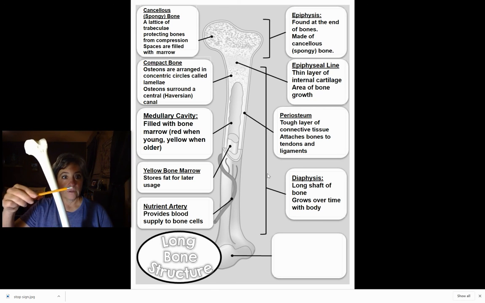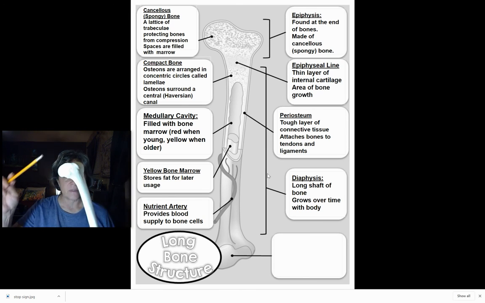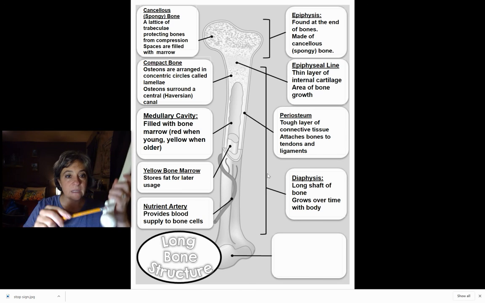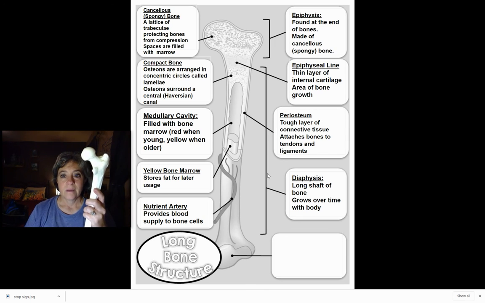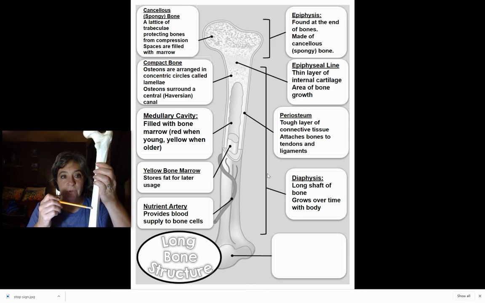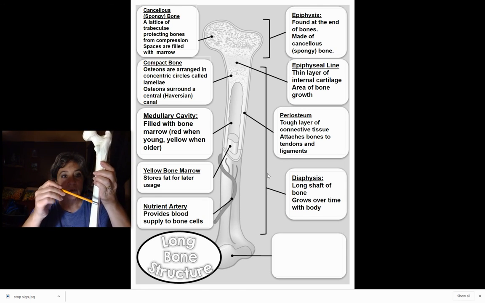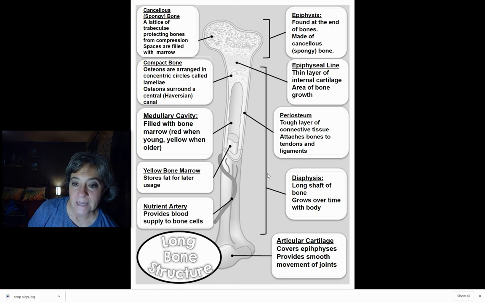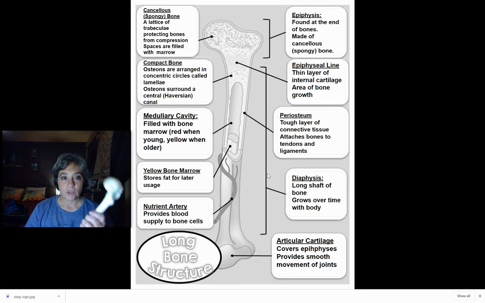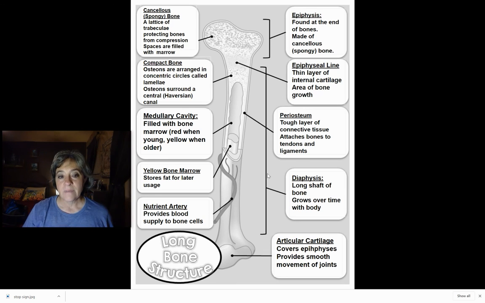This middle part here, that's called the diaphysis. So the epiphysis is at the end, and the middle is the diaphysis. And then you have another epiphysis at the other end of the bone. I got it upside down. And this is what grows over time with your body. This may get bigger as you get bigger, but it doesn't really grow in length. This is usually mostly where all the growth in length takes place. And then finally, at the end of the epiphyses, you have a special cartilage, articular cartilage, that covers that, and that just provides a smooth movement in your joints.